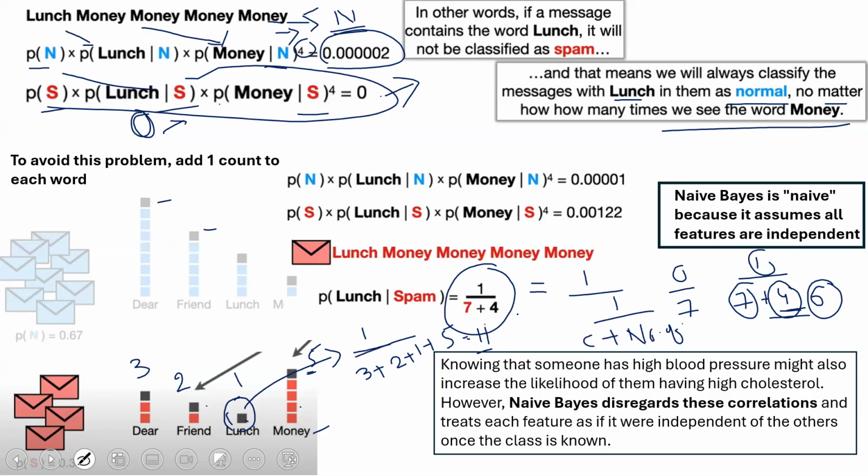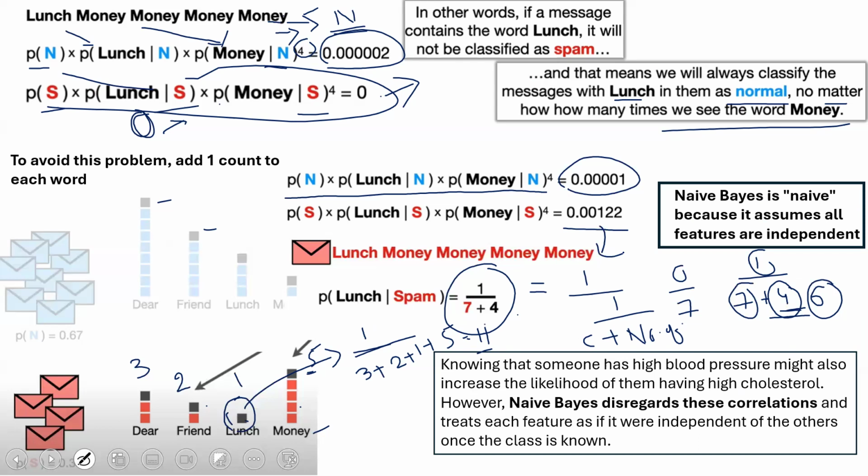And now if you calculate the posterior probability of the same message, for the normal message we got the probability as 0.00001, and for spam we got it as 0.00122. Now you classify this as a spam email. So that is how, by adding just one to every word's frequency, we have avoided the problem of getting zero and misclassifications. In naive Bayes, this is called Laplace correction.